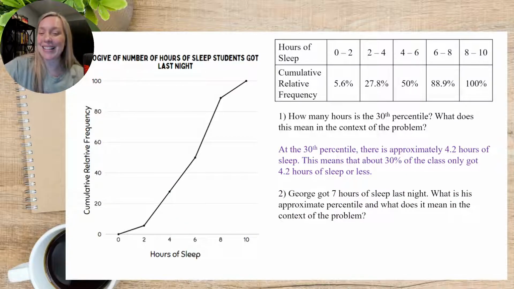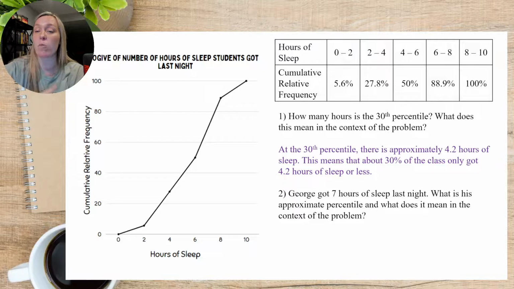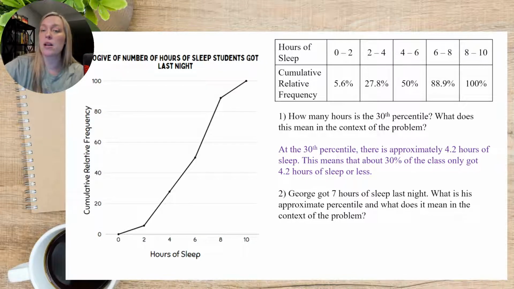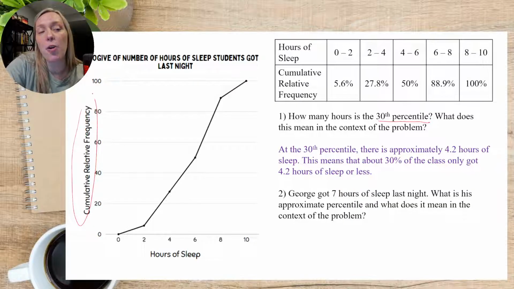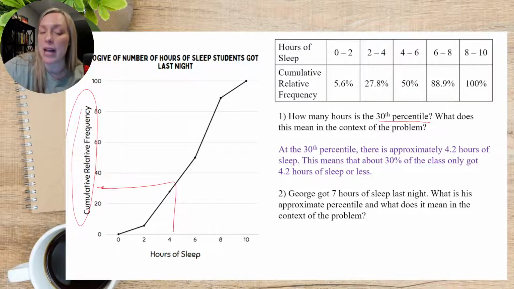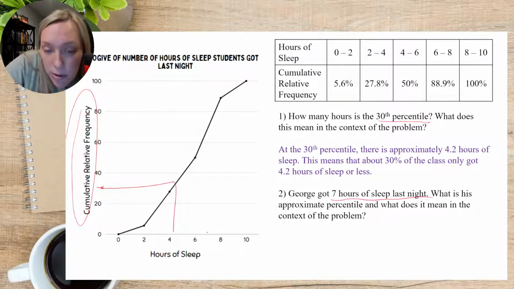Or, we can go the opposite way. George got 7 hours of sleep last night. What is his approximate percentile, and what does it mean in the context of the problem? With the 30th percentile, percentiles were on our y-axis. So in this last one, I looked at 30 to figure out what hours that corresponded to. This is vice versa. I know he got 7 hours of sleep. So 7 hours is right about here.